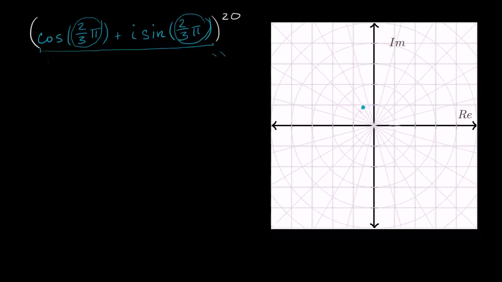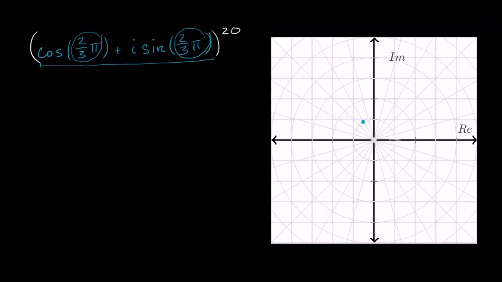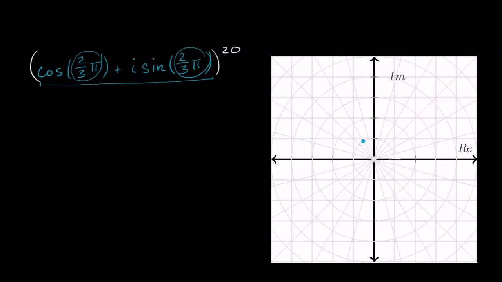But now let's try to raise it to the 20th power. Let me clear this. To do that, we're going to use Euler's formula, which you might remember tells us that e to the i theta is equal to cosine of theta plus i sine of theta. You see right over here, this is already written in that form where theta is 2/3 pi. So we can rewrite what we have in blue as e to the 2/3 pi i, and then, of course, we're raising that to the 20th power.